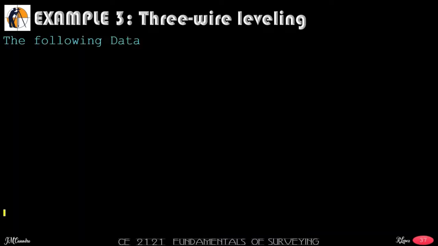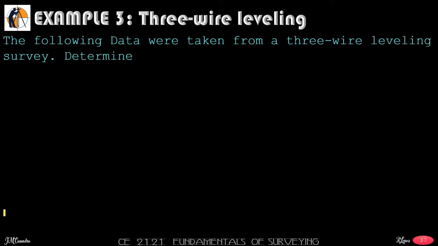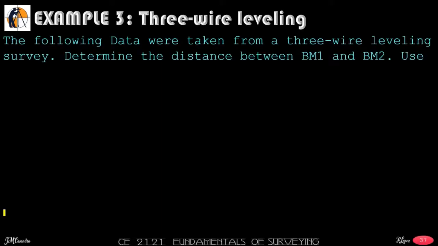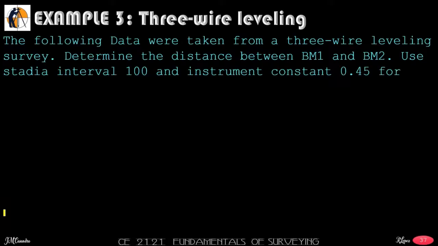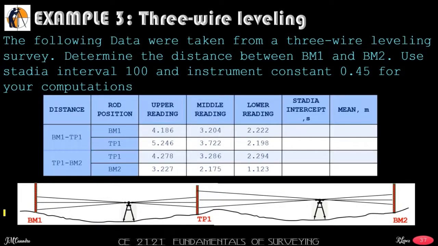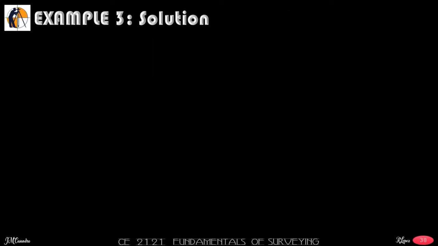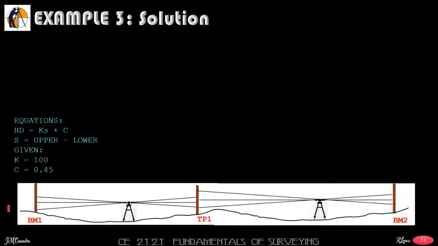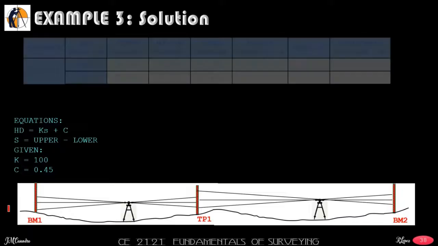So next example, we have the following data taken from a three-wire leveling survey. So let us determine the distance between BM1 and BM2. Use the stadia interval 100 and instrument constant of 0.45 for your computations. So for our solution, let us define our equations. HD, horizontal distance, is equal to KS plus C. S is equal to the upper minus lower reading. Our given for K is 100 and for our constant is 0.45.